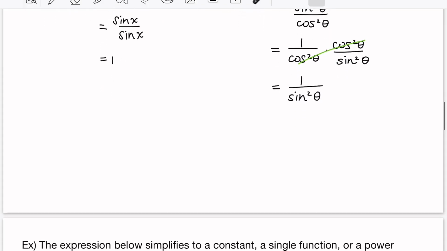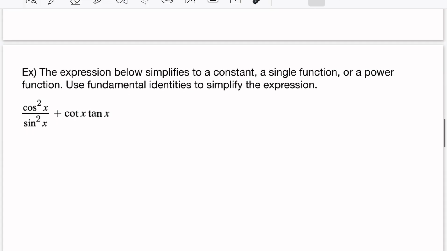But let's do a little more complicated one here. We're told that this expression here simplifies to either a constant, a single function, or some power function. So with that information, what we want to do is use our fundamental identities to simplify this expression. So the first thing that I see is we have cotangent and tangent here. So I think we can rewrite this, since cotangent is the reciprocal of tangent, to get something simpler.